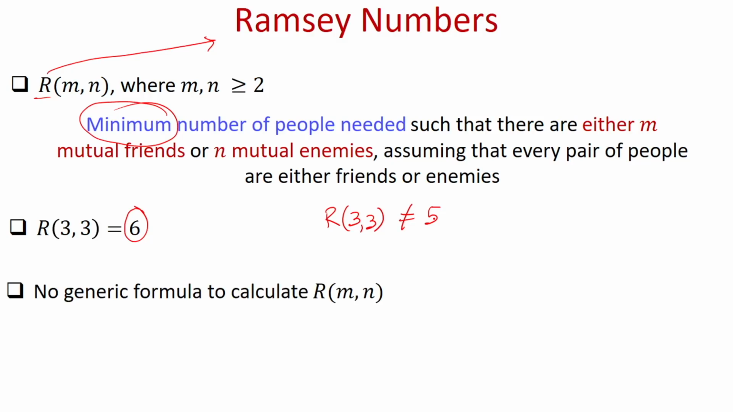So it turns out that even though this function is well defined, we do not have any generic formula to find the value of the Ramsey number, or the output of this Ramsey function R of m comma n, for any given values of m and n. It's only for certain values of m and n that we can compute the value, but there is no pattern or relationship or any observation in the output of the Ramsey function, due to which we do not have any generic formula.